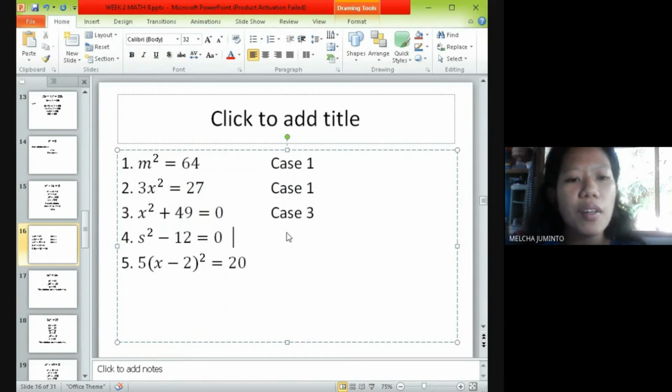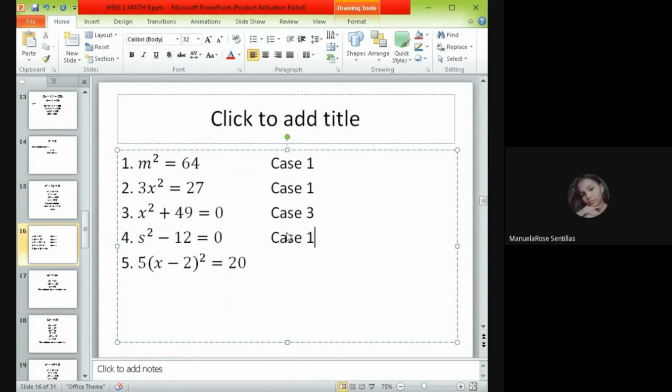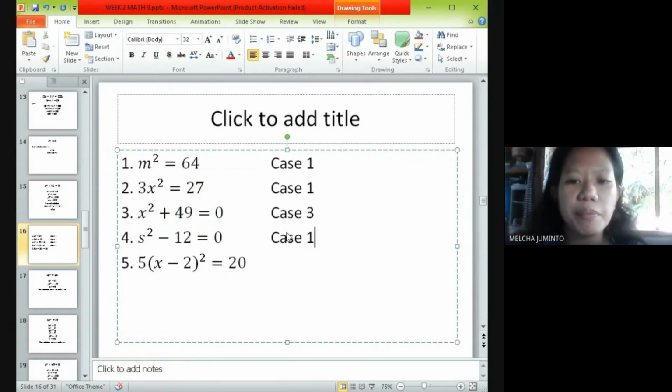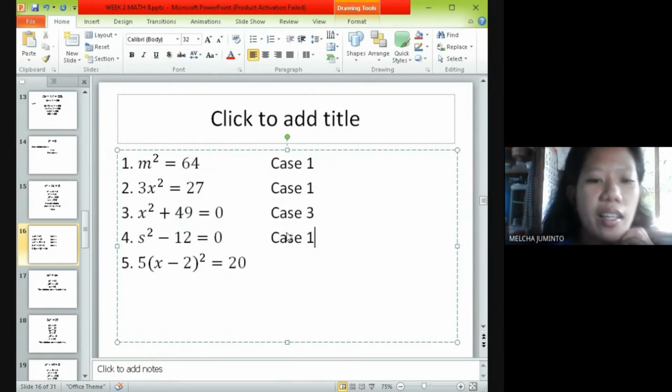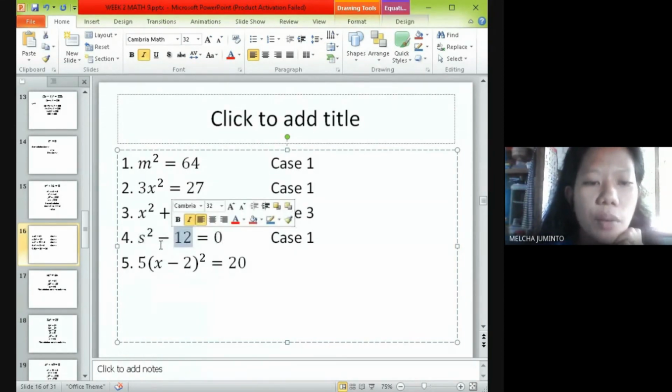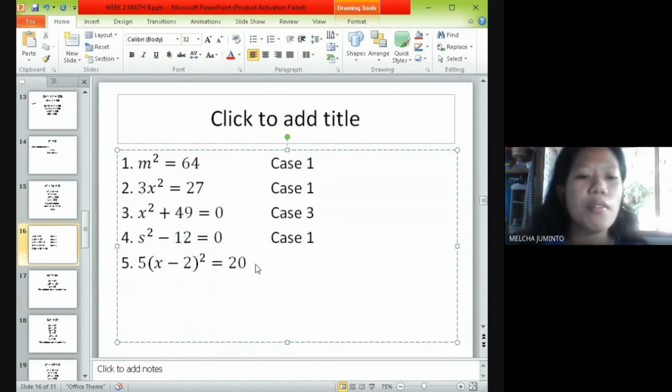Next, number 4. This is case number 1. Correct, A. Case number 1. Because when you transfer negative 12 from left to right, it will become positive 12. How about number 5? Question number 5. Case number 1 also.